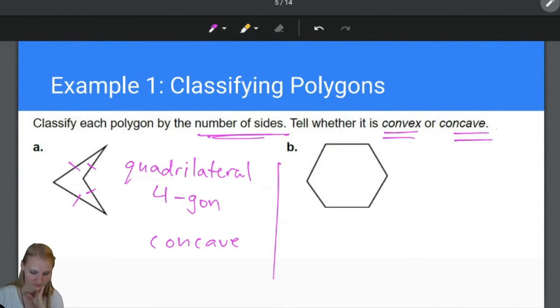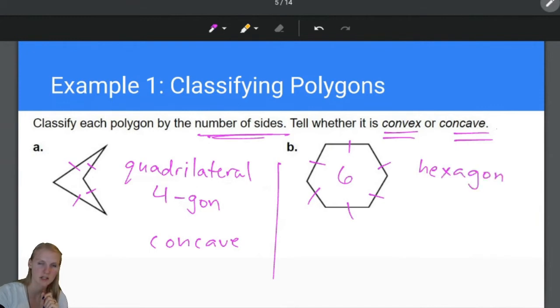Now on to part B. Number of sides, 1, 2, 3, 4, 5, 6. 6 sides means that this is a hexagon. If you play Rocket League, Drop Shot, you're familiar with hexagons. Okay, and otherwise you can call it a sixgon. It's the same thing. Now, is this convex or concave? I don't see any dents. All of the corners are facing out of the shape. There's nothing pointing inwards towards the middle of the shape.